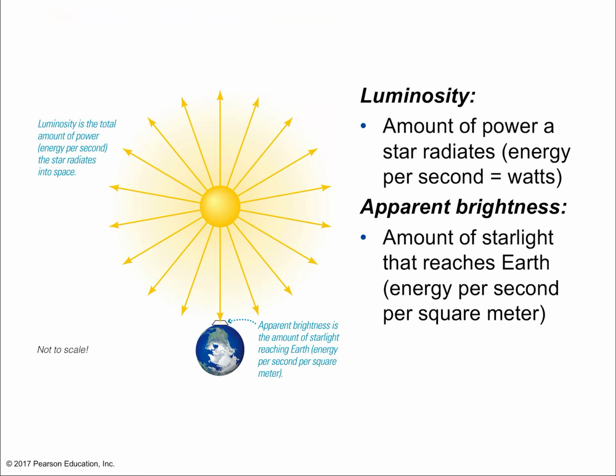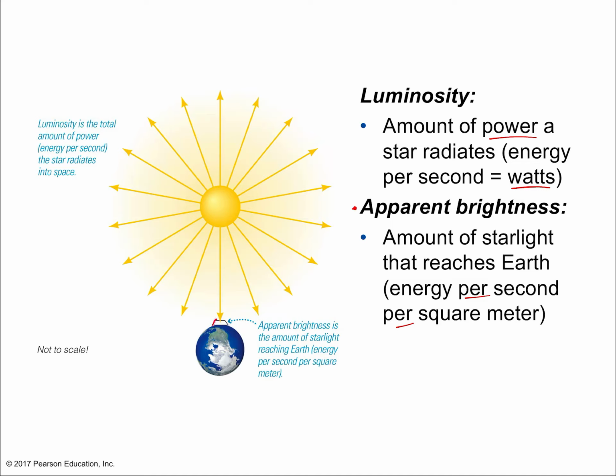Okay. So let's think about how we quantify that. So luminosity is power. It is the actual energy per second, which is measured in watts, the same unit you'd use for the power output of a light bulb or something like that, or a toaster oven, okay? On the other hand, apparent brightness is how it is perceived on Earth. It is the amount of starlight that reaches Earth. So instead of being energy per second, it's energy per second per meter. So we're dividing by another thing.